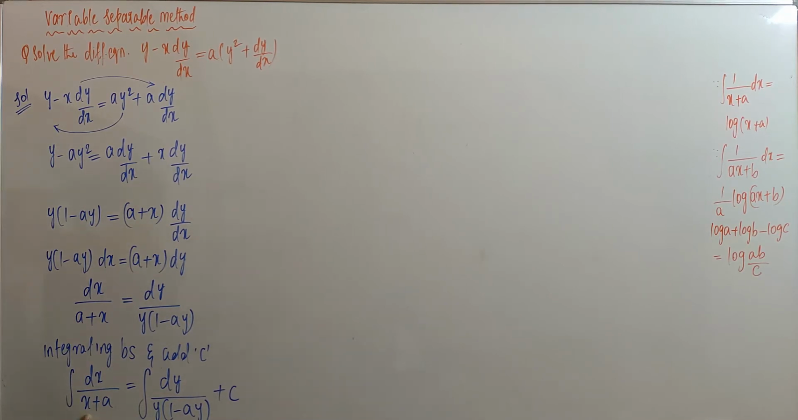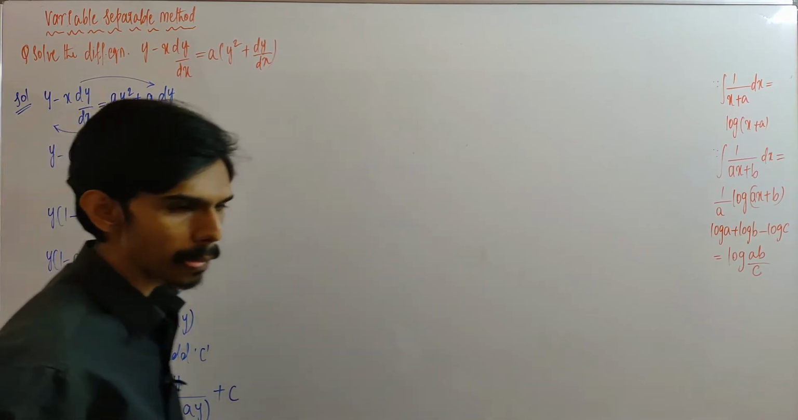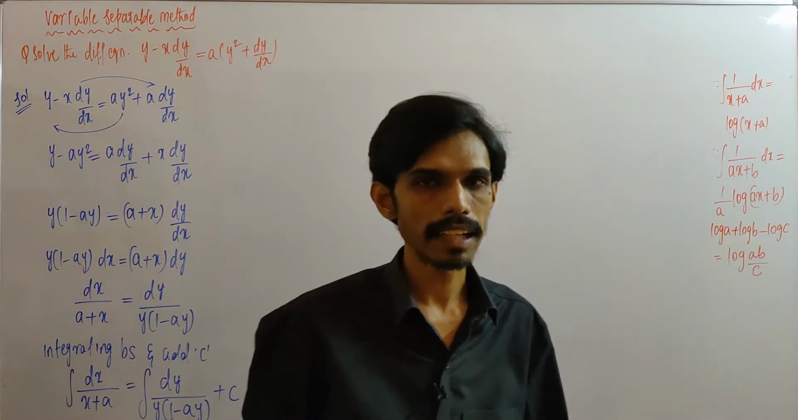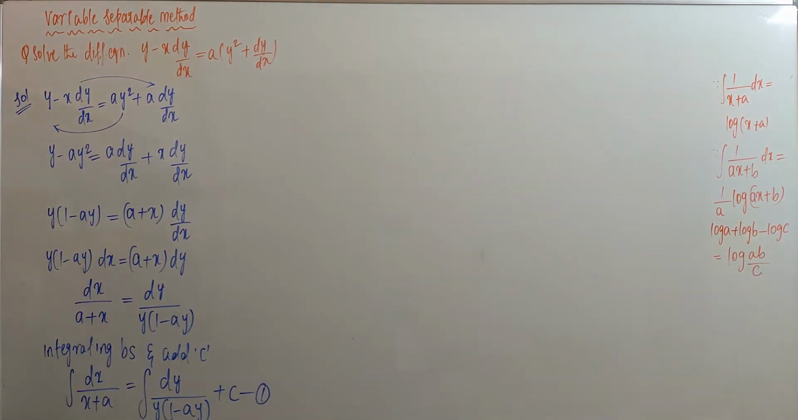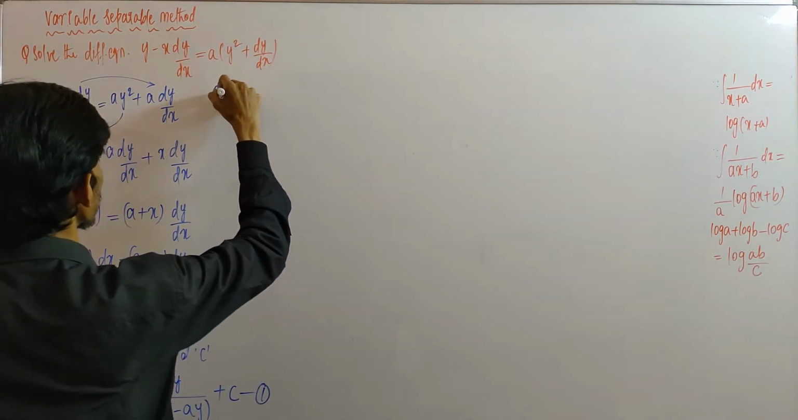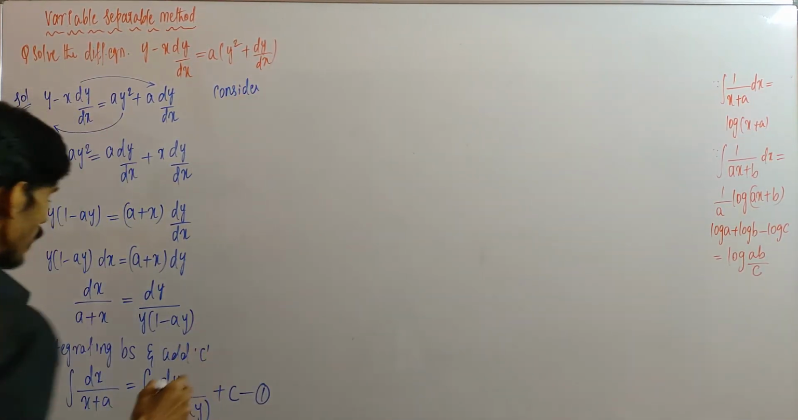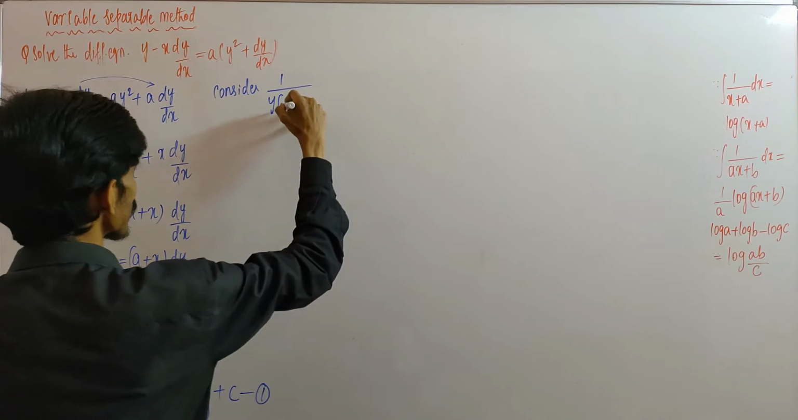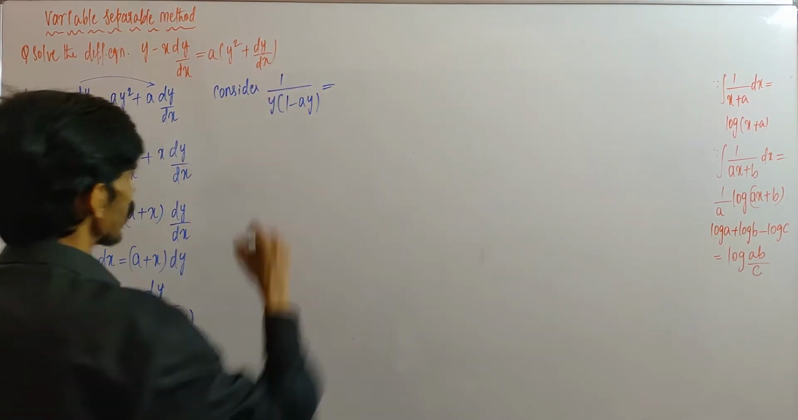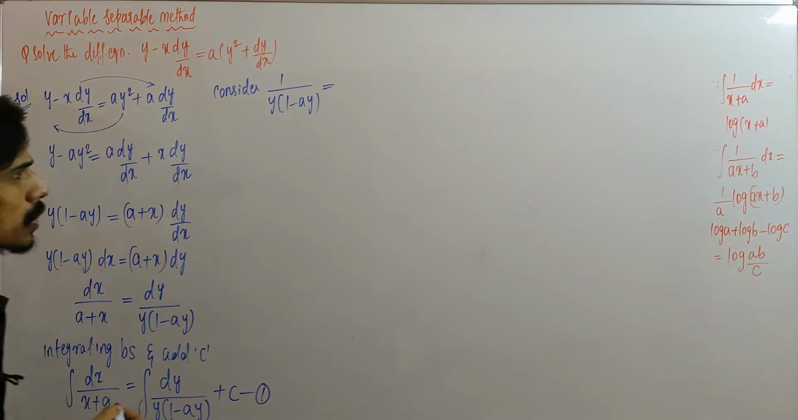Now here we have only one term, that is x plus a. Here we have two terms, that is, a product of two terms. Solving this integration when the denominator contains product factors is difficult. So we will convert this product into a sum or difference by the partial fraction method. Let us take this as equation 1 and consider this fraction, 1 by y into 1 minus a y.